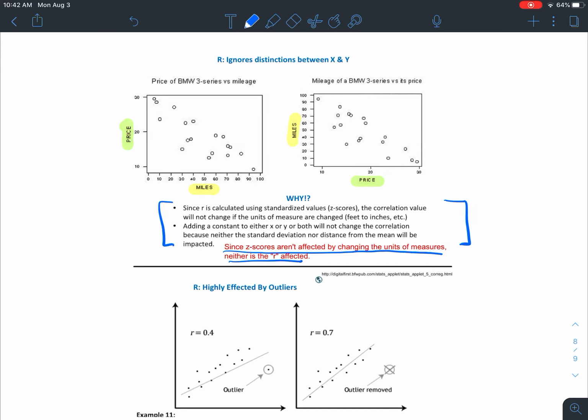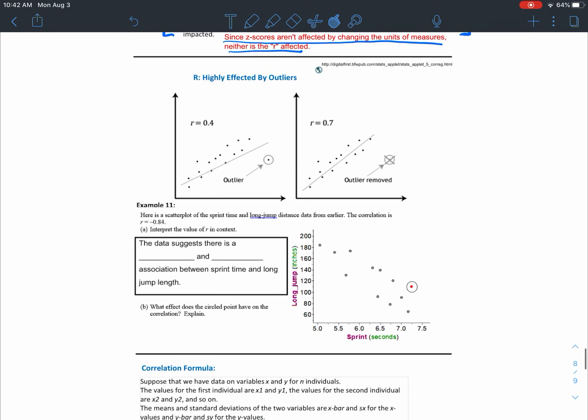So I've seen AP questions before ask, what happens to R if everything in the data set were either multiplied by a number or if the explanatory and response variable were swapped? Nothing happens to R. It stays exactly the same, okay?